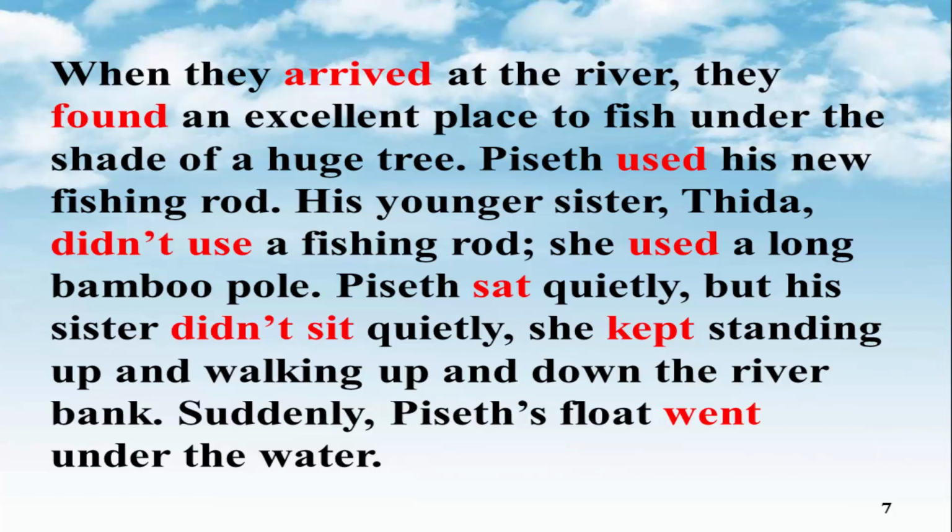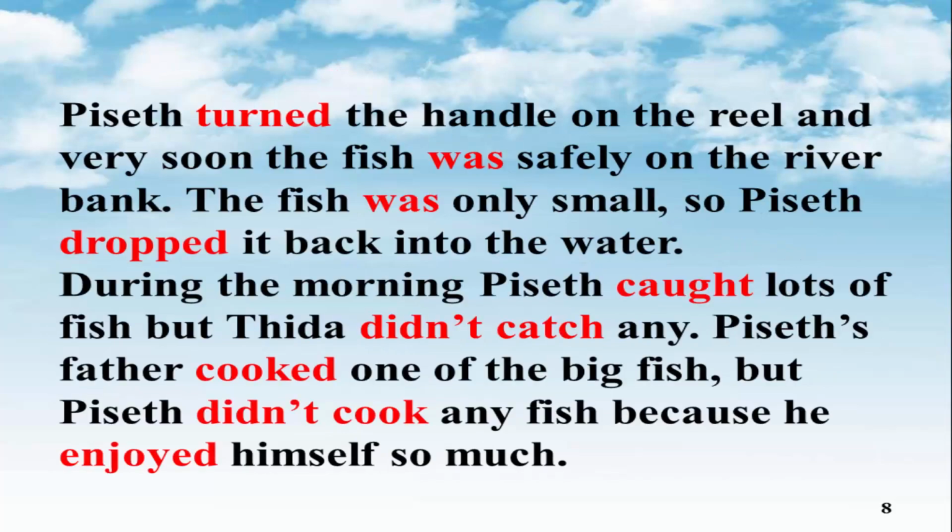When they arrived at the river, they found an excellent place to fish under the shade of a shade tree. Bisset used his new fishing rod. His younger sister, Ida, didn't use a fishing rod. She used a long bamboo pole. Bisset sat quietly, but his sister didn't sit quietly. She kept standing up and walking up and down the river bank. Suddenly, Bisset's float went under the water. Bisset turned the handle on the reel, and very soon the fish was safely on the river bank.